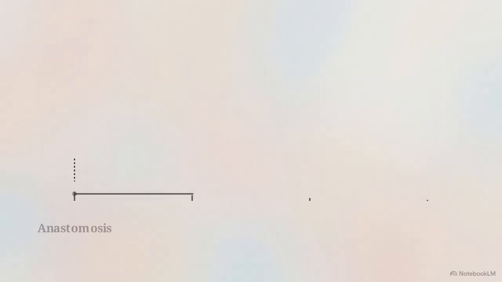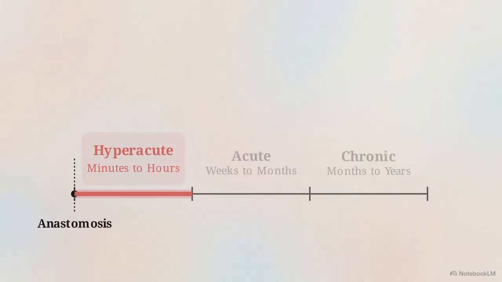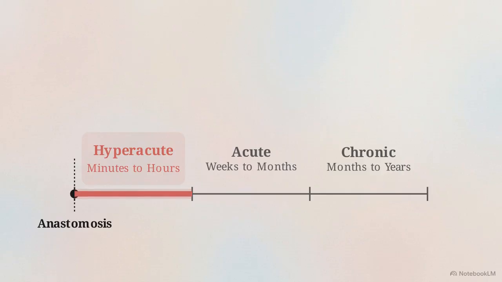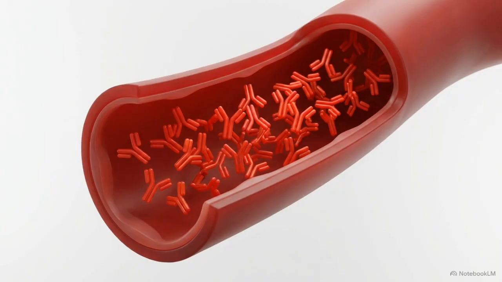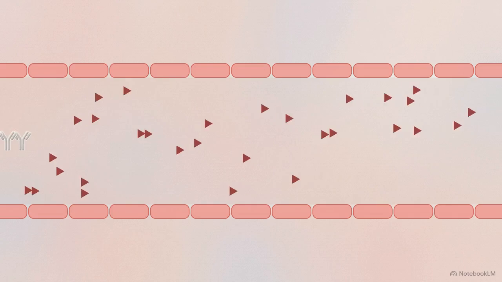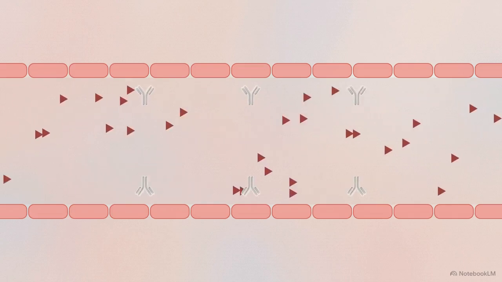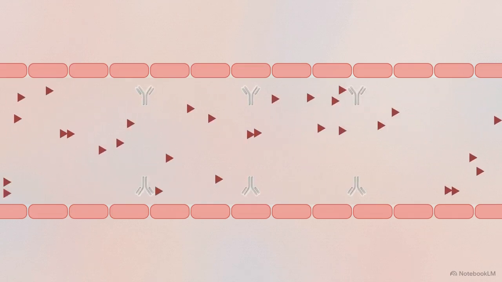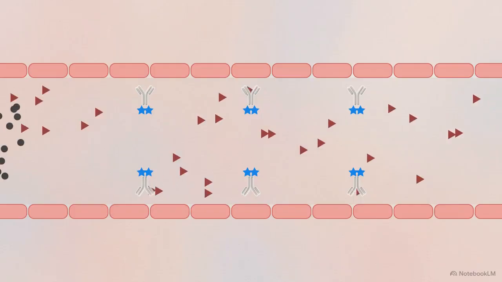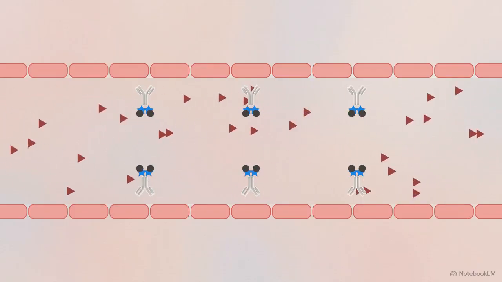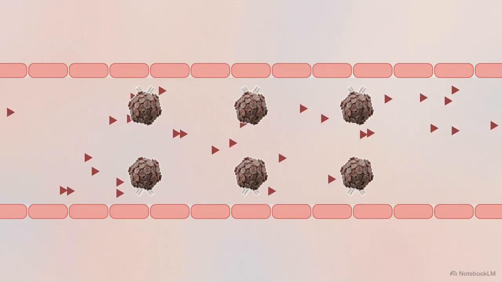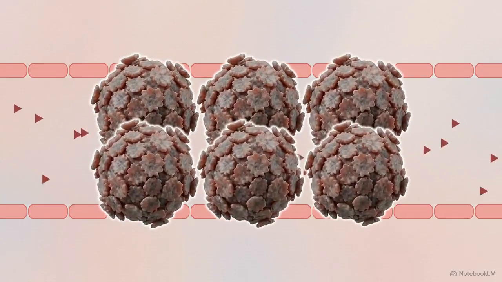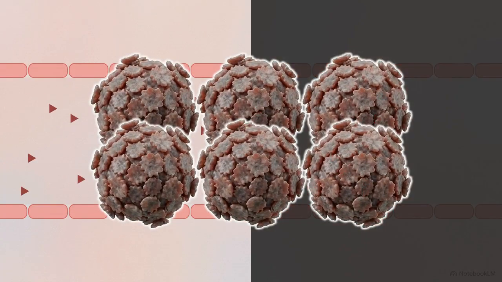The first temporal zone occurs within the minutes to hours window immediately following the anastomosis. Hyperacute rejection is a type 2 hypersensitivity reaction driven by pre-existing host antibodies. Preformed IgG antibodies immediately bind to the donor's endothelial surfaces, signaling the host immune system to attack. This binding triggers a violent activation of the complement cascade, leading to instantaneous platelet aggregation and microvascular thrombosis.